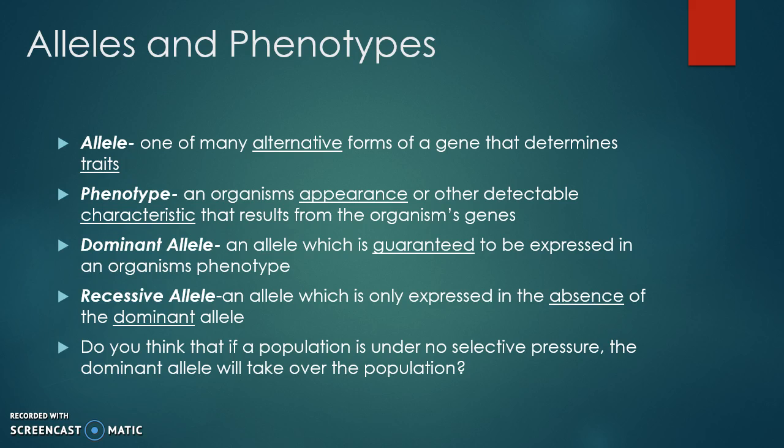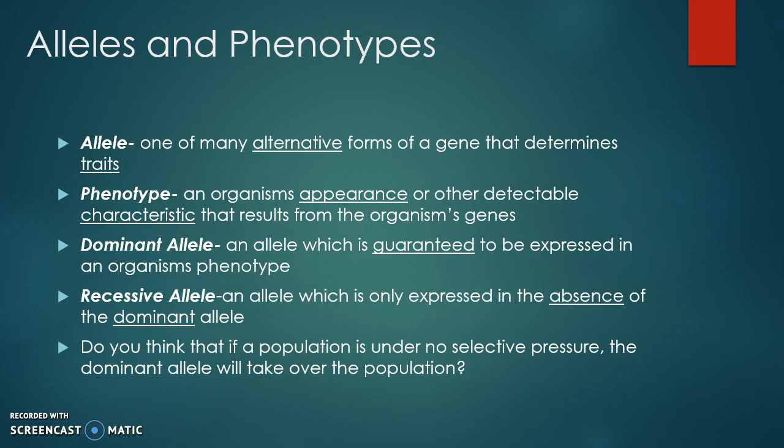Now, alleles come in different varieties depending on how likely they are to be expressed as your phenotype. There are dominant alleles and recessive alleles. A dominant allele is the allele that will be expressed as the organism's phenotype if you have it. So in our eye color situation, brown is the most dominant allele. So if you have just one single brown allele, you will have brown eyes.